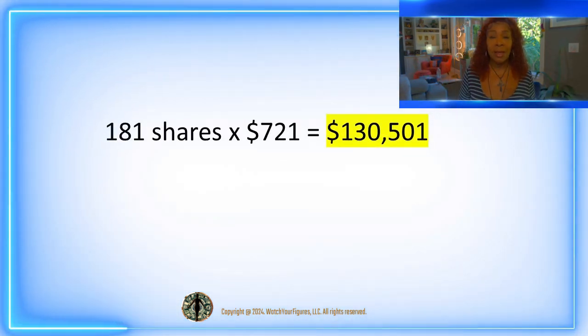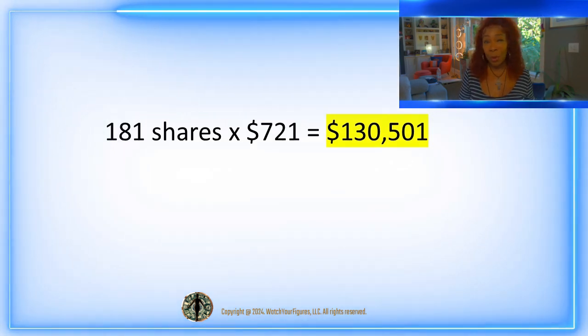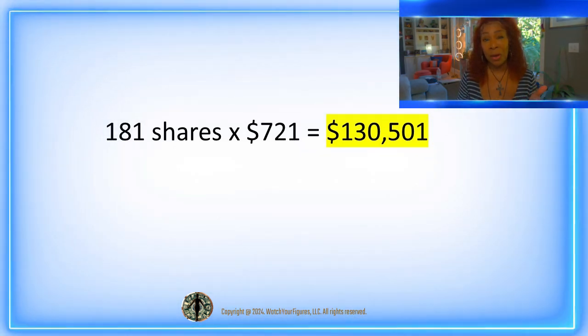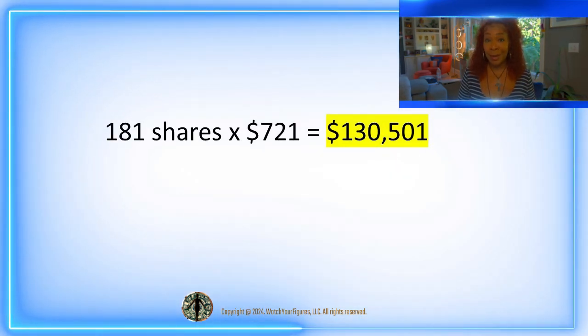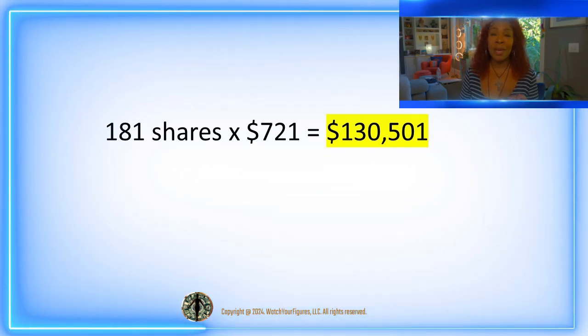181 shares that you bought for 55 cents a share, which is now worth $7.21 a share, would be worth $130,501, right? Not bad for a $100 investment, right? And that's why I tell you how patience and research pays off.